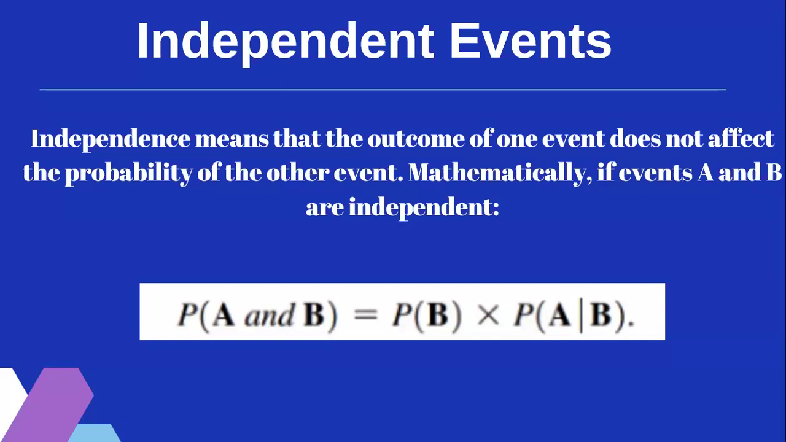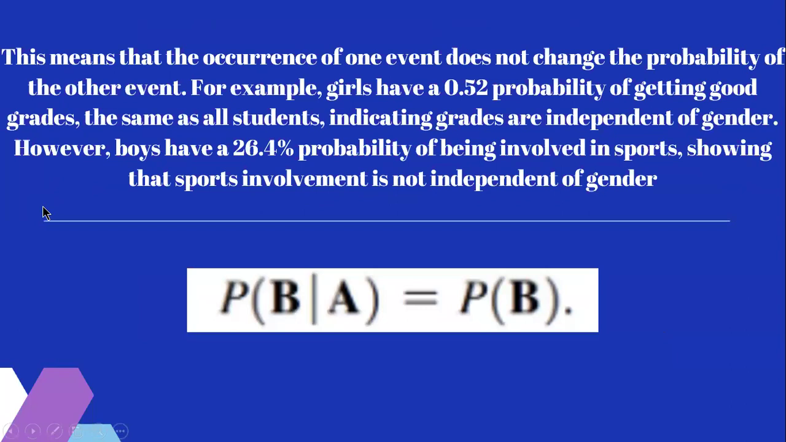Independent events. Independence means that the outcome of one event doesn't affect the probability of the other event. Mathematically, if events A and B are independent, P(B|A) equals P(B). This means that the occurrence of one event does not change the probability of the other event.